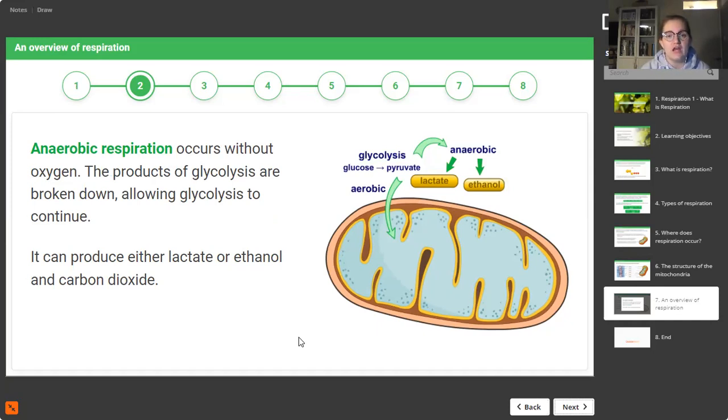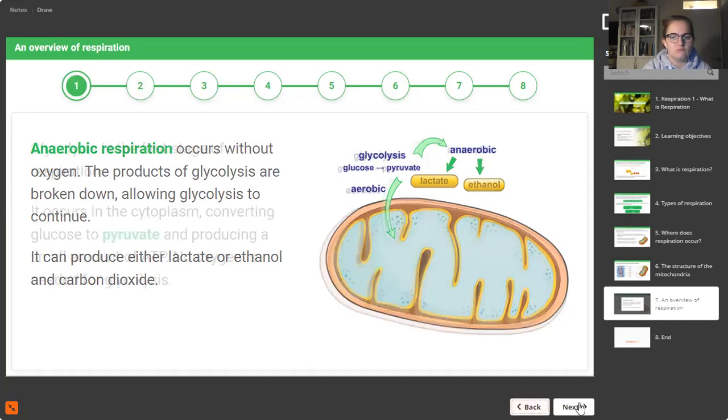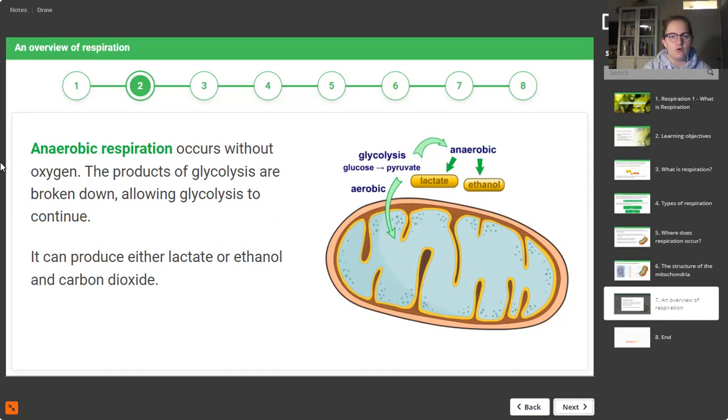And what happens is those products of glycolysis, that pyruvate and the tiny amount of ATP, are then broken down, and it allows glycolysis to continue. So in anaerobic respiration, where we've got no oxygen, the products of glycolysis are broken down and it allows glycolysis to continue. So it can either produce lactate or ethanol and carbon dioxide, and we'll look into that equation in a little bit more detail in a moment, because that's a little bit different for each one.